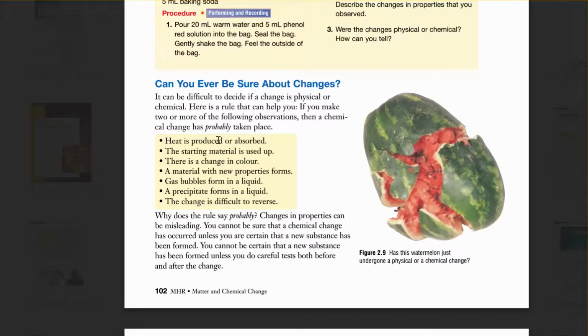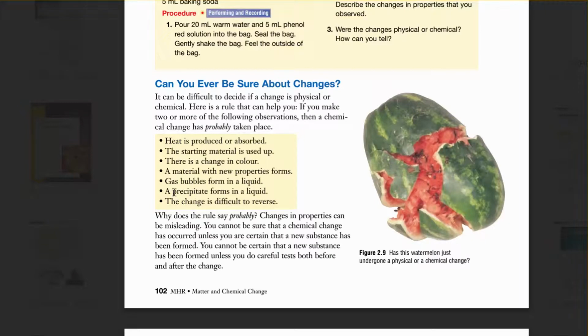Heat is produced or absorbed. That might be a good indication that there's chemical change. The starting material is used up. There is a change in color. A material with new properties forms. Gas bubbles form in a liquid. A precipitate forms in a liquid. And people kind of forget what precipitate means.